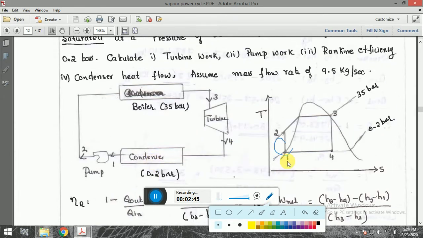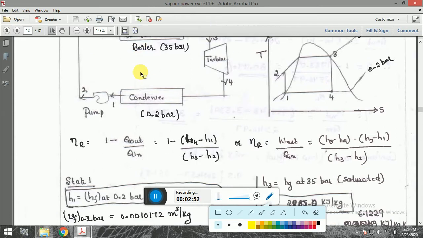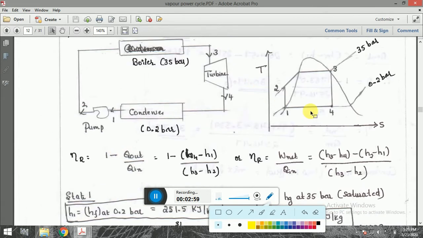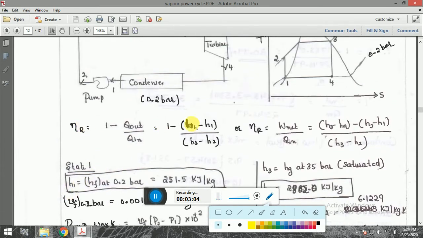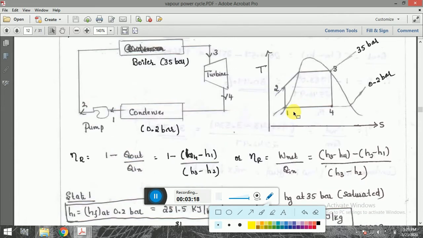Now we will try to find the enthalpy at 1, 2, 3 and 4. To find the enthalpy, we begin from the basic step of state 1. State 1, you can look at the diagram, is the pump inlet. To find it, you need to understand the condition of state 1. It is a saturated liquid. We know that this is the saturated liquid line, and this is the saturated vapor line.